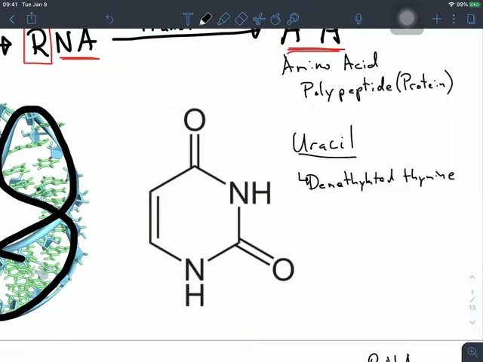You can also form uracil when cytosine is deaminated.